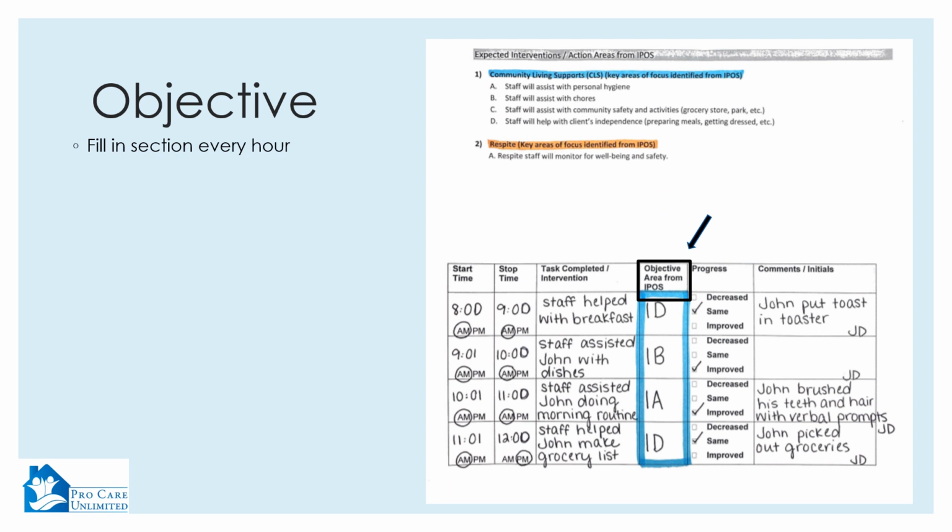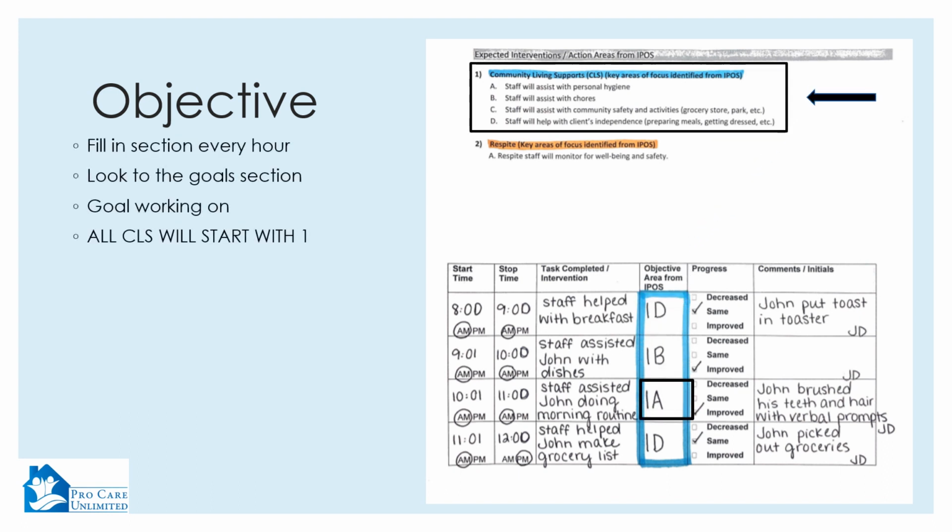Next, you will move on to the objective section. This section also needs to be filled out every hour that you work. It is also very important to get this step correct. When looking at your goals section, located above the chart on your progress notes, look at what goal you are working on for that hour. So, 1A is staff assisted client with personal hygiene. In the objective section, you will write 1A. All CLS hours will start with 1.